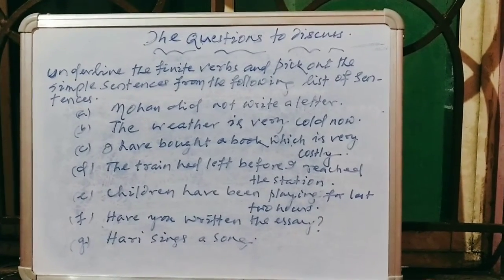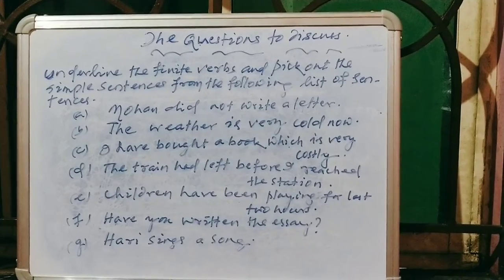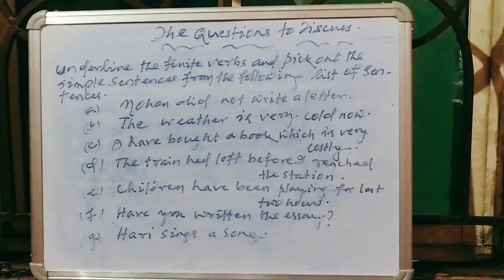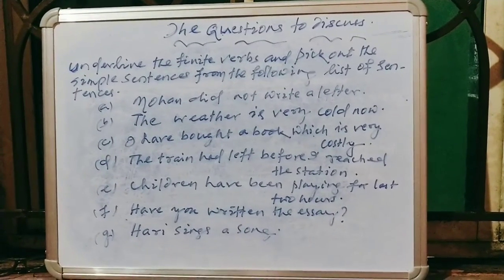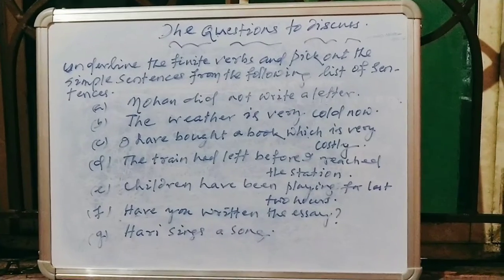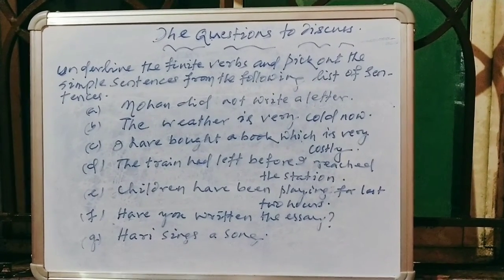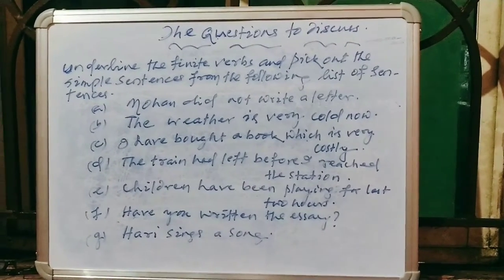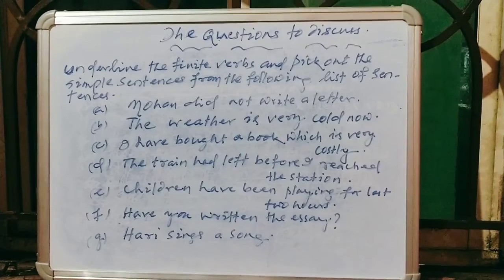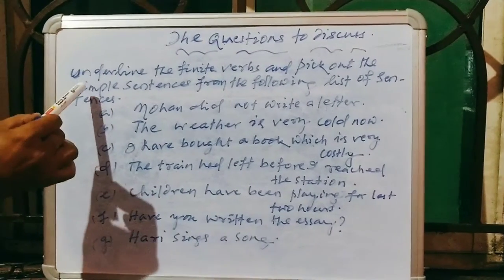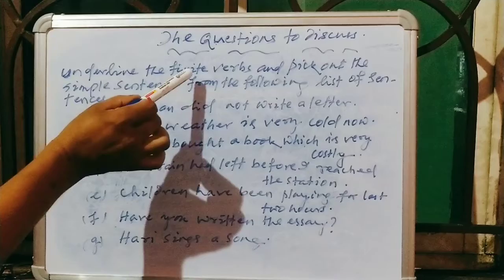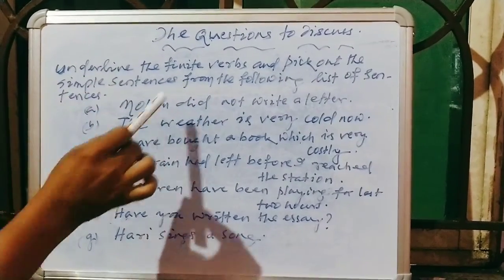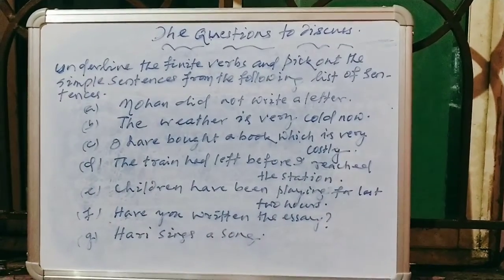So far we have completed our understanding about the types of sentences, and now I have some questions to discuss with you all. Let's see. The instruction is: underline the finite verbs and pick out the simple sentences from the following list of sentences.